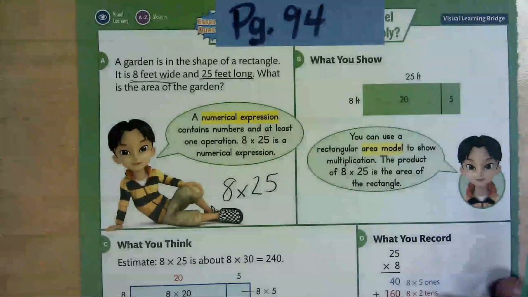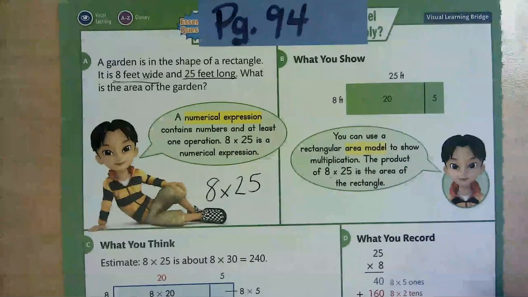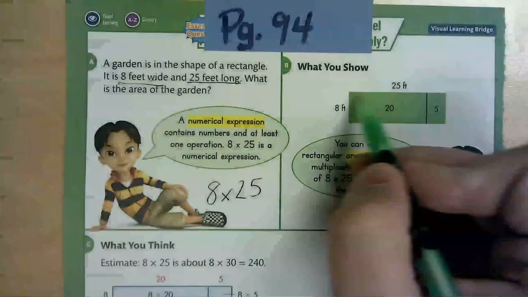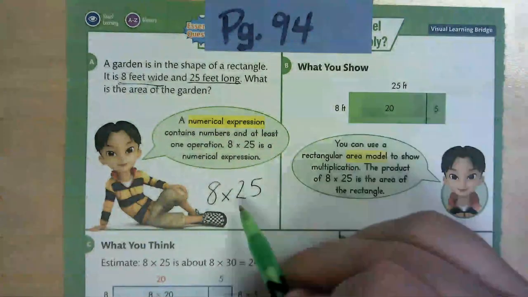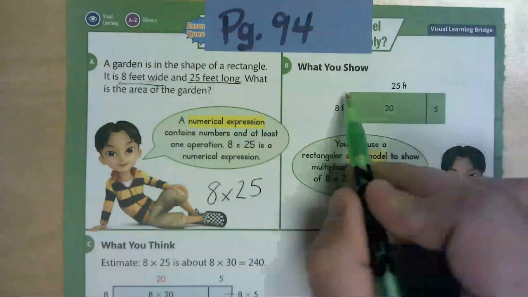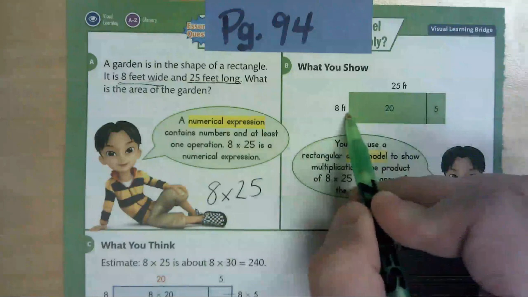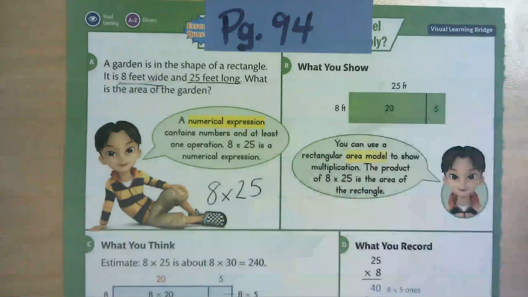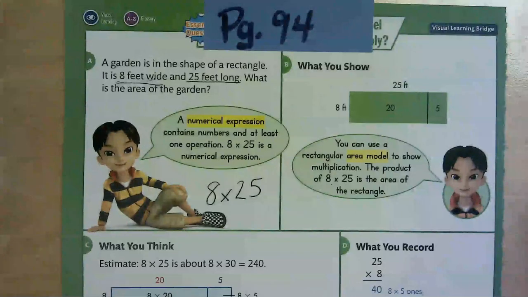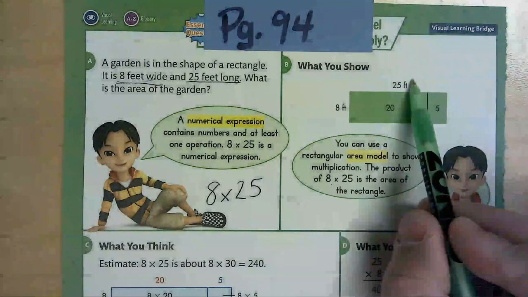Well, for box B, it says, what are we going to show? If we want to draw a picture of this, we drew our rectangle here. We took our 25 long and made the longer side 25. And we took 8 feet and did the side over here. So we have 8 and we have 25. Now, it says we can use this area model to solve that kind of problem.